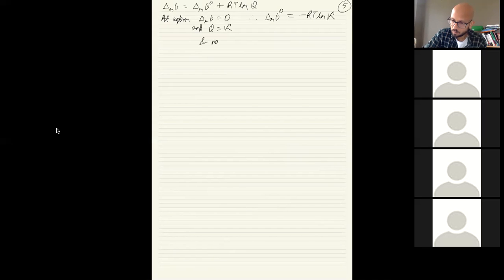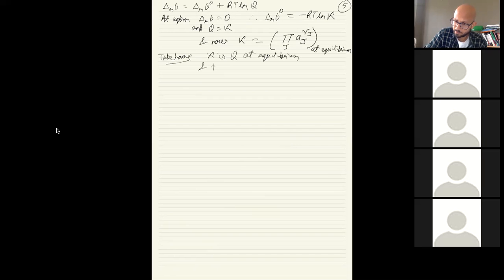And now, K, the equilibrium constant, is product over all species J of their activities Aj raised to the power stoichiometric coefficient measured at equilibrium. So you need to measure their activities at equilibrium. So the take home here is K is Q at equilibrium and tells us a constraint on different species.